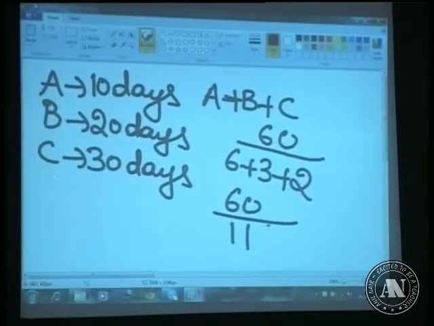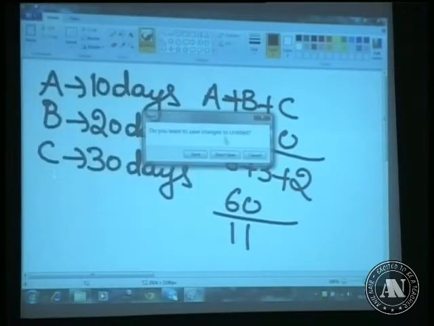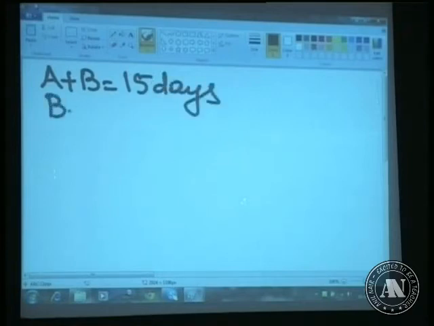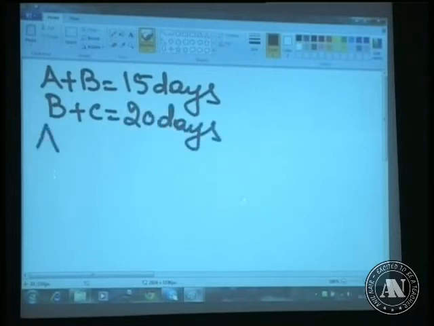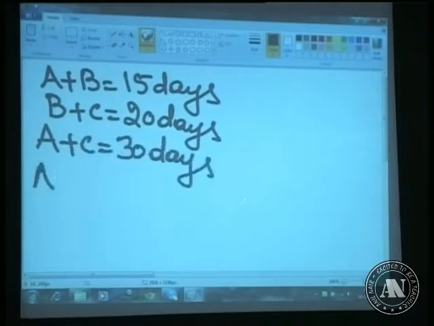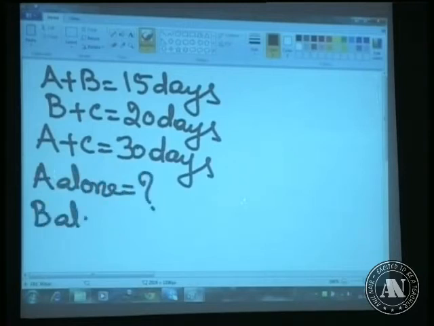Clear? Next one, two people extended to three people. So one model, one problem I am solving, so put a star mark on this question. A plus B, 15 days. B plus C, 20 days. A plus C, 30 days. A alone, how much? Similarly, B alone, how much? C alone also it can be done.